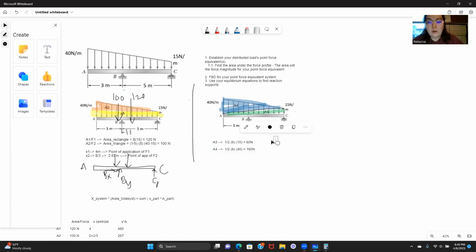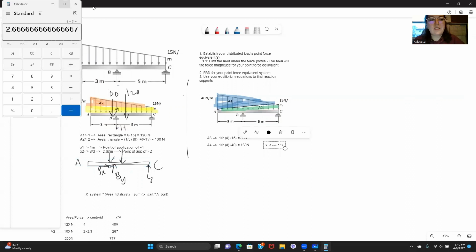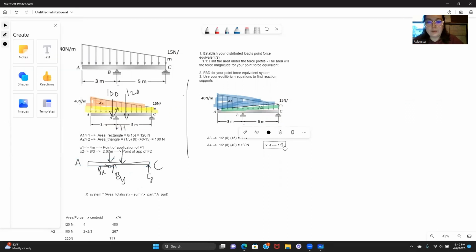So let's start with area 4, which is probably slightly easier in this case. The centroid for area 4, for a triangle, is at the 1/3 mark, 1/3 closest to its longer edge. So for area 4, it's going to be 8 divided by 3, which gives us that 2.67-ish location.